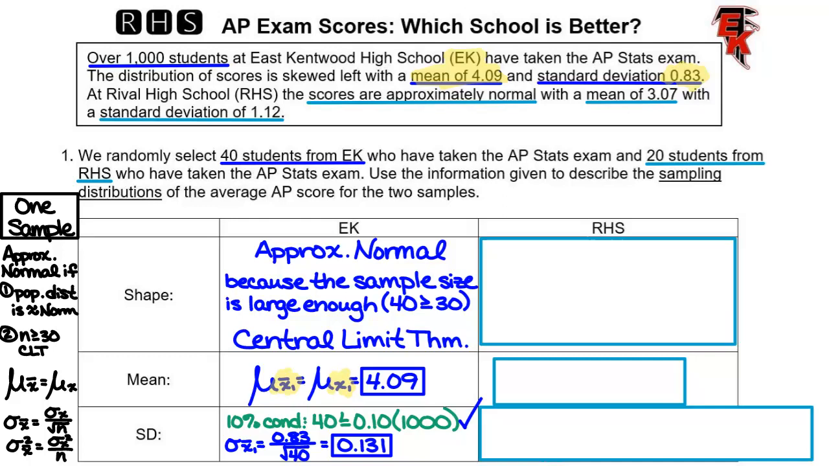I'm going to give you guys about, let's take 2-3 minutes. So you do RHS. Now that we've done East Kentwood together, I want you to do RHS on your own.